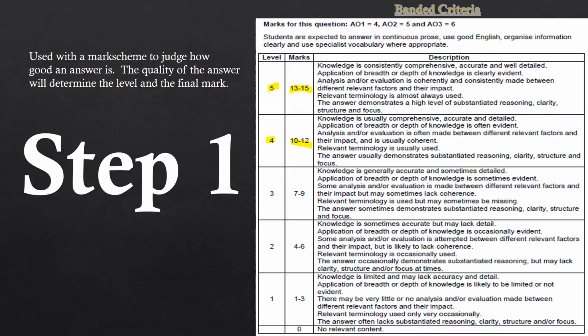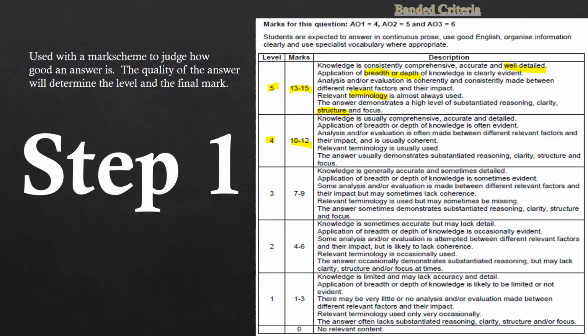Take a look in particular at the level 5 response, because there are a few things in the description that you must make sure you include in all extended question answers. First of all, knowledge is well detailed, and there is an application of knowledge that is deep and broad. So you aren't just looking to scrape the surface, you are looking to show off as much information as you know. Also, it speaks about relevant terminology being used regularly. That's also really important, and it also refers to the fact that there must be clear structure to your answer.